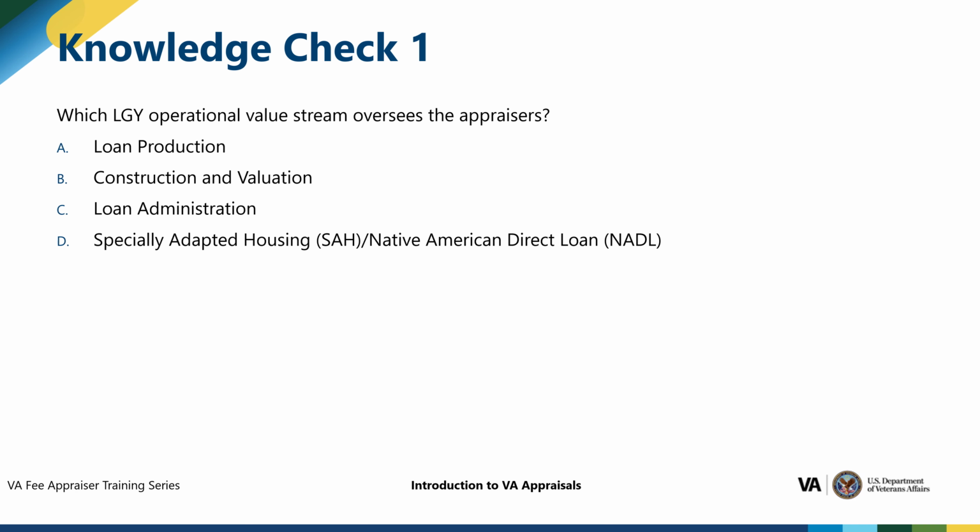Knowledge Check 1. Which LGY operational value stream oversees the appraisers? A. Loan production. B. Construction and valuation. C. Loan administration. D. Specially Adapted Housing SAH Native American Direct Loan NADL.